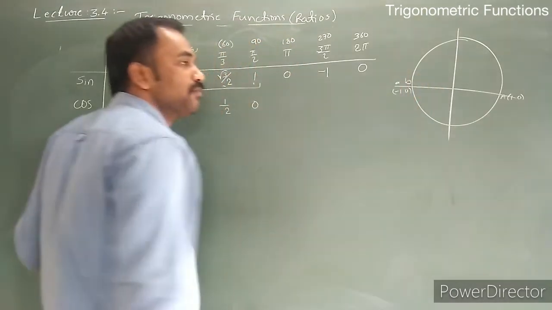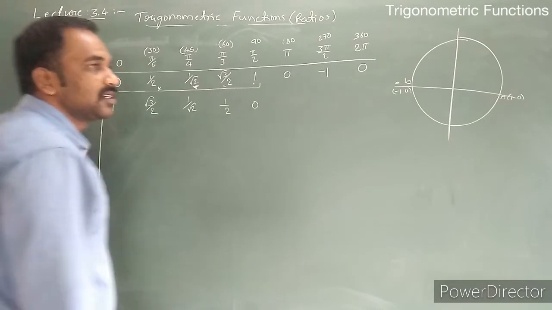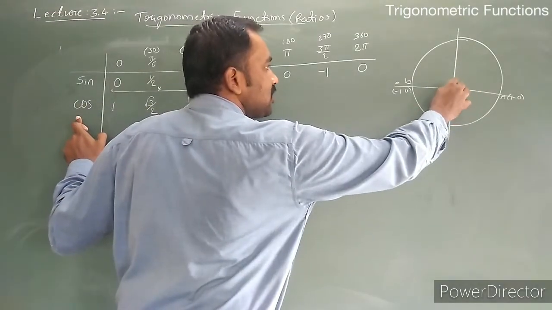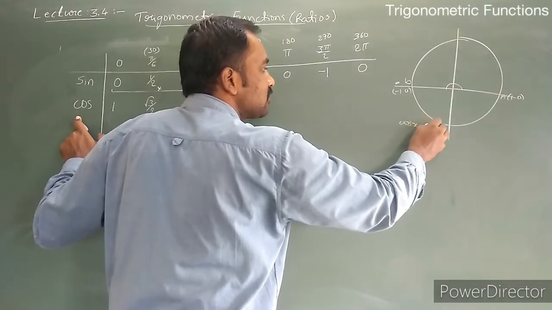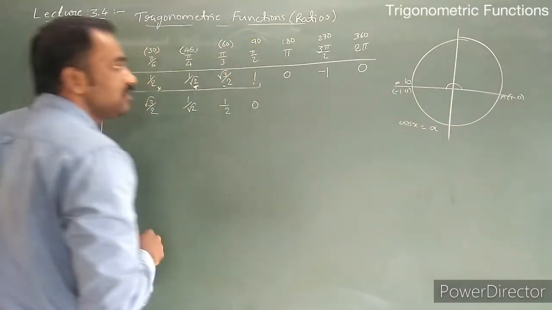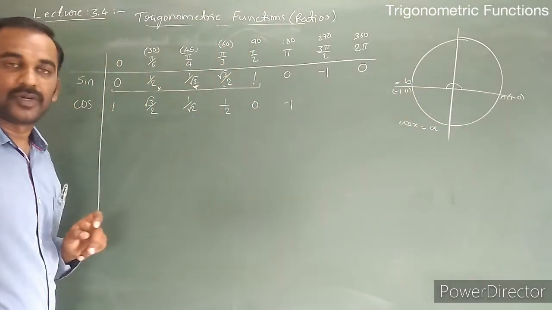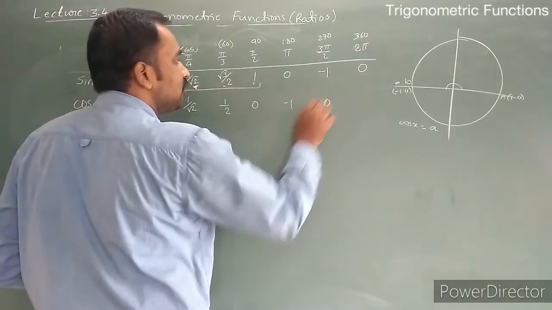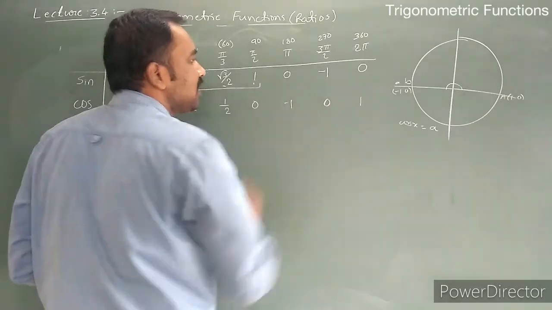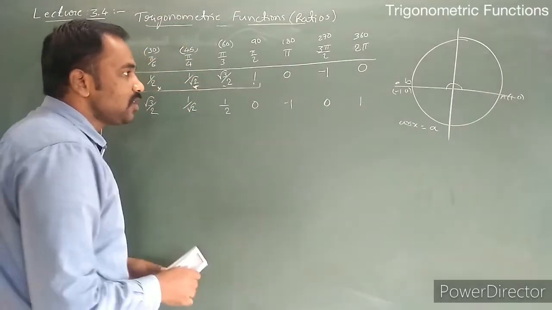What is the P point? A comma B. Then cos of x, what is the cos of x? For 180 degrees, cos x is equal to a. What is the value of a? It is minus 1. Like cos of 270 is 0 and cos of 360 is again 1.